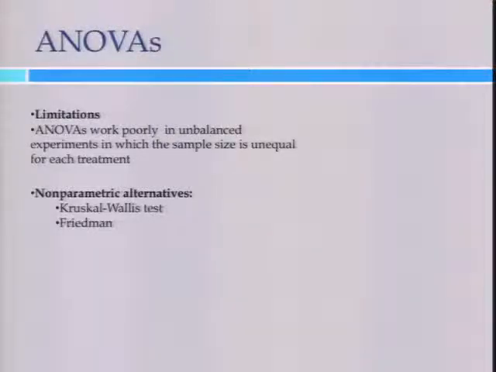So of course there's some limitations to ANOVAs. One limitation is that it works poorly in unbalanced experiments in which the sample sizes are not very similar or not very equal. If the assumption of normality is not applicable, you can always use these non-parametric tests, the Kruskal-Wallis test or the Friedman test.